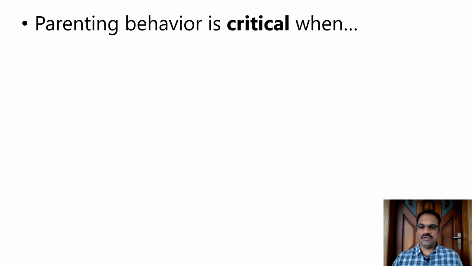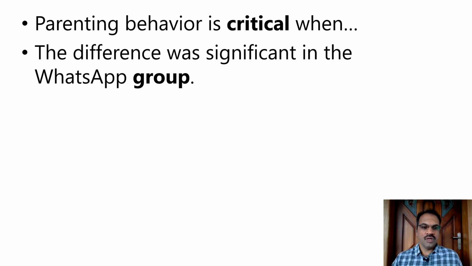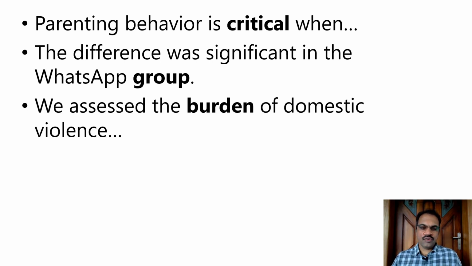Parenting behavior is critical when, again there are two meanings here. Parenting behavior is important when, or maybe parents start becoming very critical, they start criticizing a lot. So that meaning is also there. So again that becomes confusing. The difference was significant in the WhatsApp group. Again they had one Facebook group, one WhatsApp group, so they were comparing people in these two groups. But WhatsApp group as such, we have another meaning, no? So it would have been better if the authors wrote this in some other way. We assess the burden of domestic violence, like how severe, how important domestic violence is.